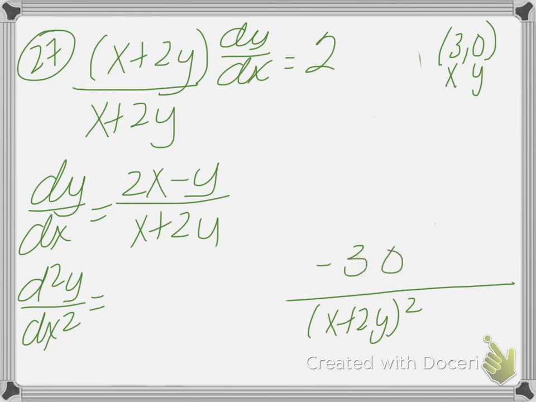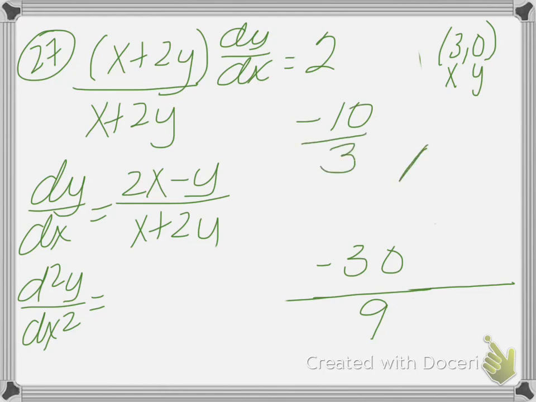Okay, let's look at the denominator. So I'll replace this x plus 2y, I think you're getting the hang of this now, with 3. And 3 squared is 9. And so the answer is negative 30 over 9, which is not a choice, but you can reduce this because numerator and denominator are both divisible by 3. So you'll get negative 10 over 3, and that was choice A.